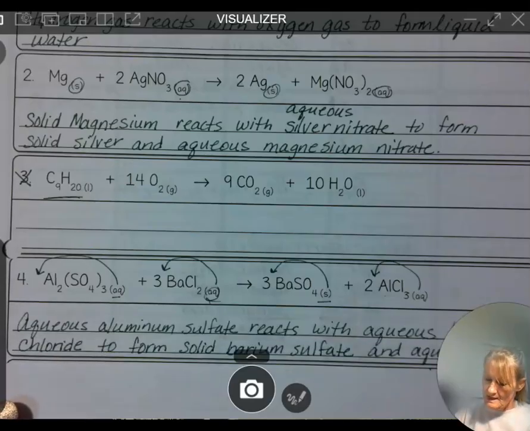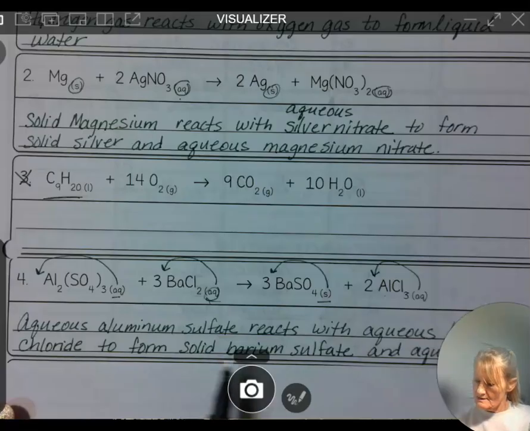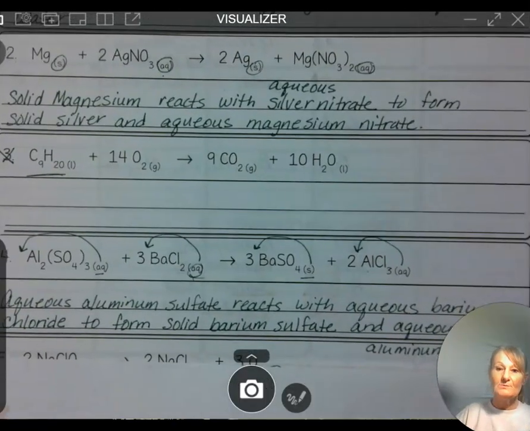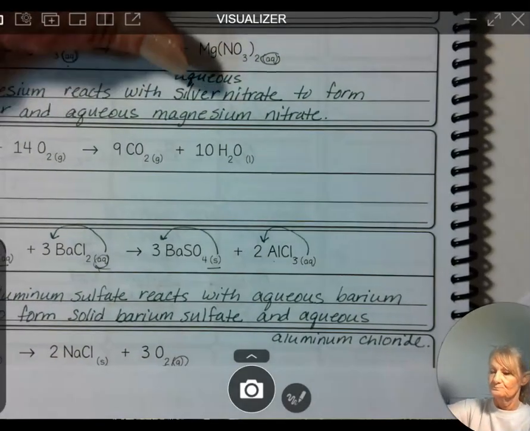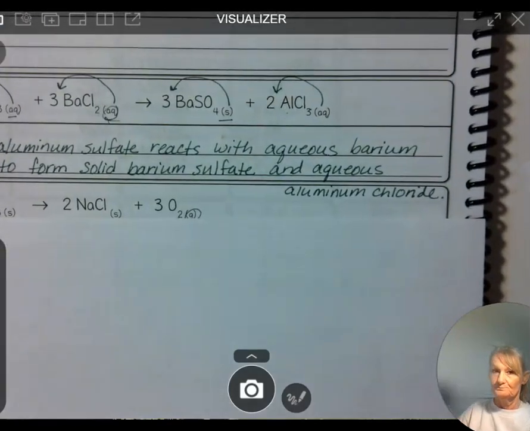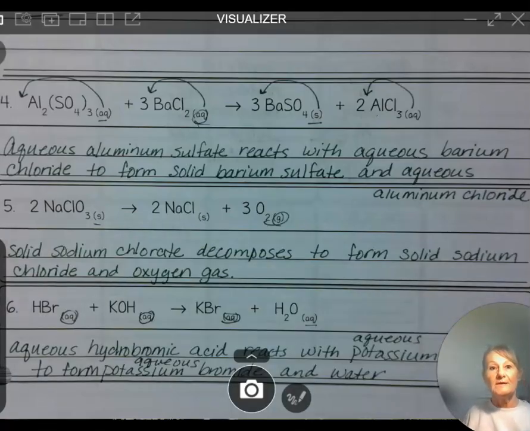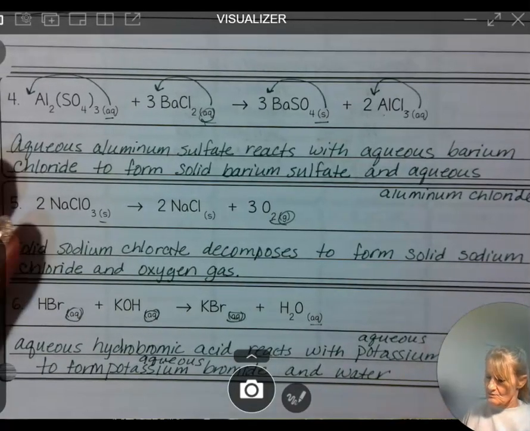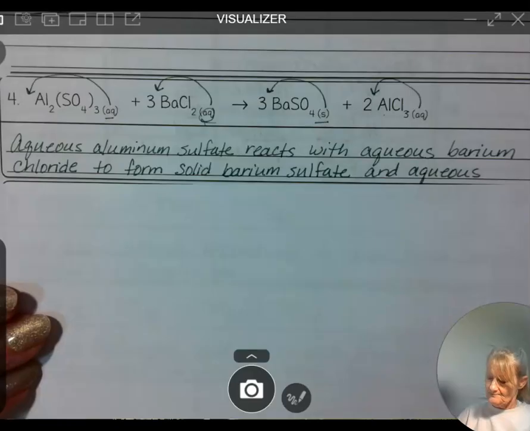Okay, it should be aqueous aluminum sulfate reacts with aqueous barium chloride to form solid barium sulfate and aqueous, I ran out of room, aluminum chloride. I wrote that too big, so let me slide that over. Okay. Okay, so how are you feeling about this now? So we'll go ahead and go to the next one.